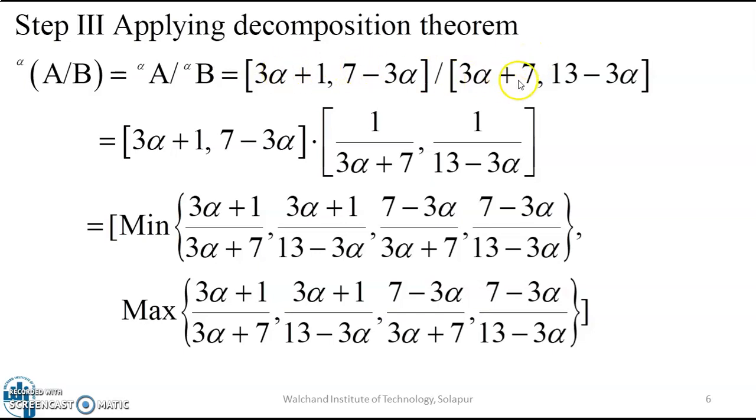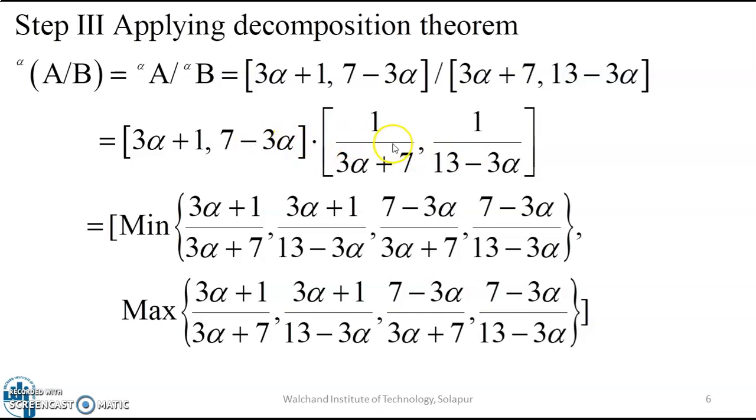Now we know that for the division of two closed intervals, we write the closed interval in the numerator as it is. The division is converted into multiplication by replacing the denominator closed interval with the reciprocal interval [1 upon 3 alpha plus 7, 1 upon 13 minus 3 alpha].